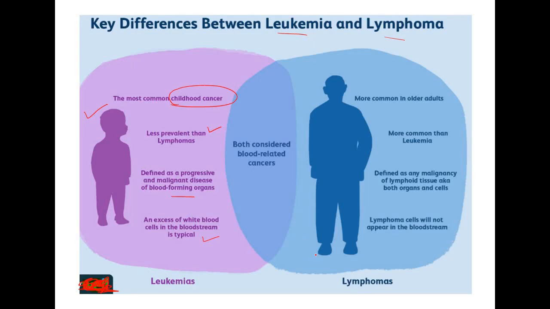leukemia is the most common blood cancer in kids. Now come to lymphoma, more common in older adults. Lymphoma is more common than leukemia, whereas lymphomas are less common. It is defined as any malignancy of lymphoid tissue, both organs and cells. Lymphoma cells will not appear in the bloodstream.